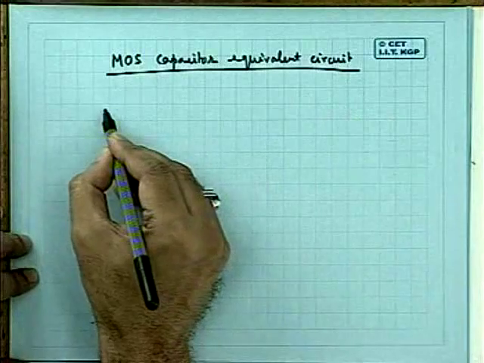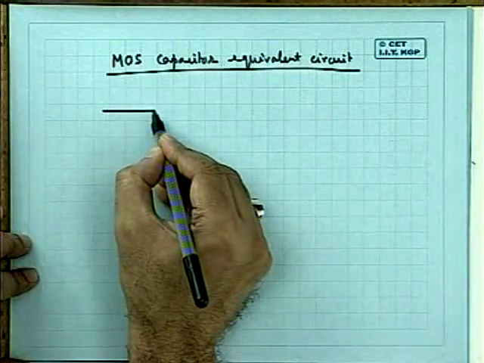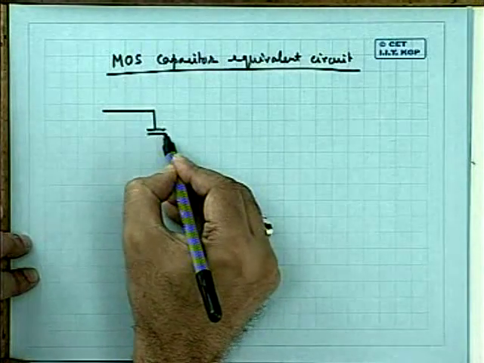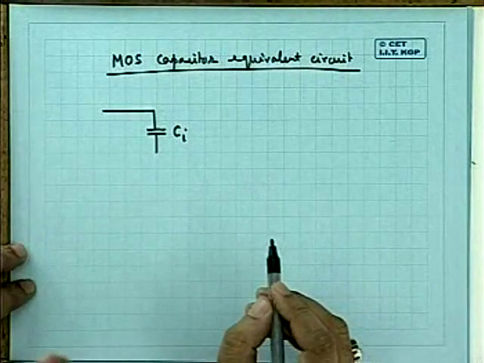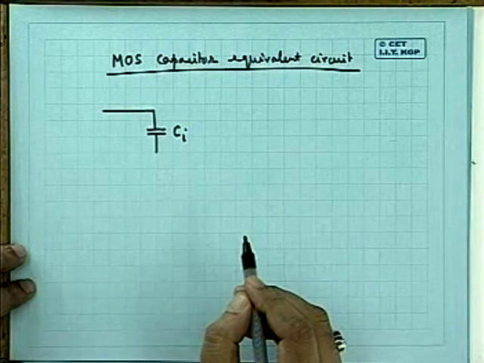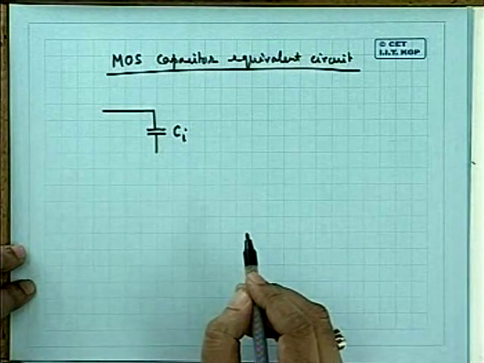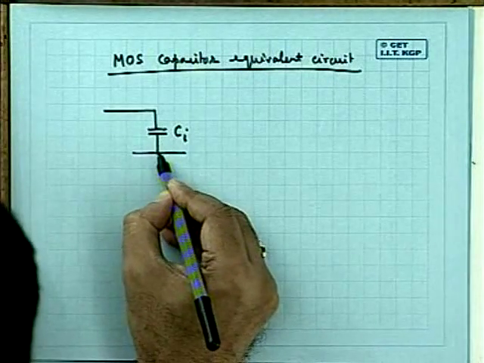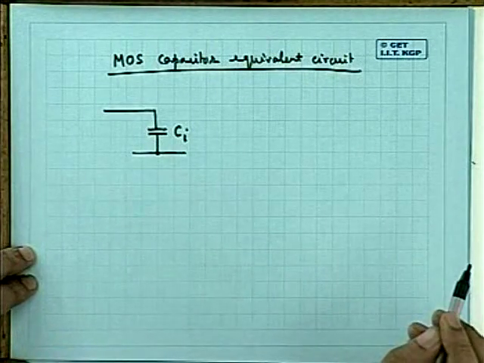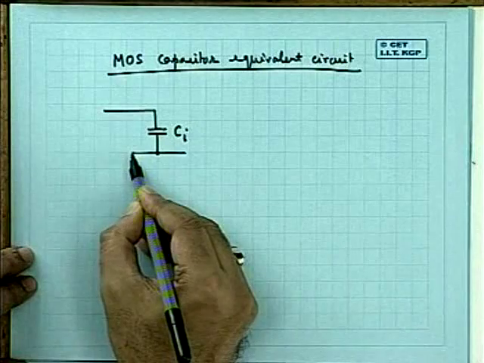Can be shown like this: CI in series with CD. Is it not? But don't do that. You modify it a little in the light of our density of states, QIT effect. What you do? Yes, I keep CD.